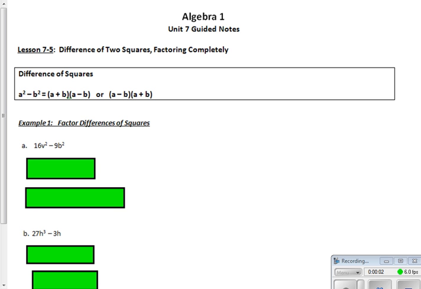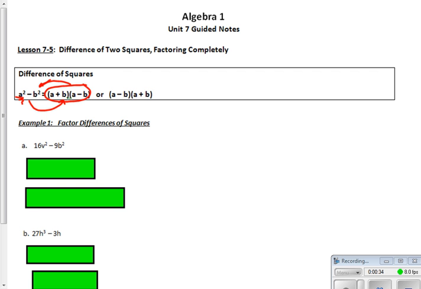Lesson 37, 7.5, difference of two squares, factoring completely. Basically, we're given the form a squared minus b squared. The big hint here is that the first value, a, is positive, so we want that value to be positive. When rewritten, this is essentially (a plus b)(a minus b). So they're equivalent. If you were to FOIL this half here, you'd wind up with what we have over here.